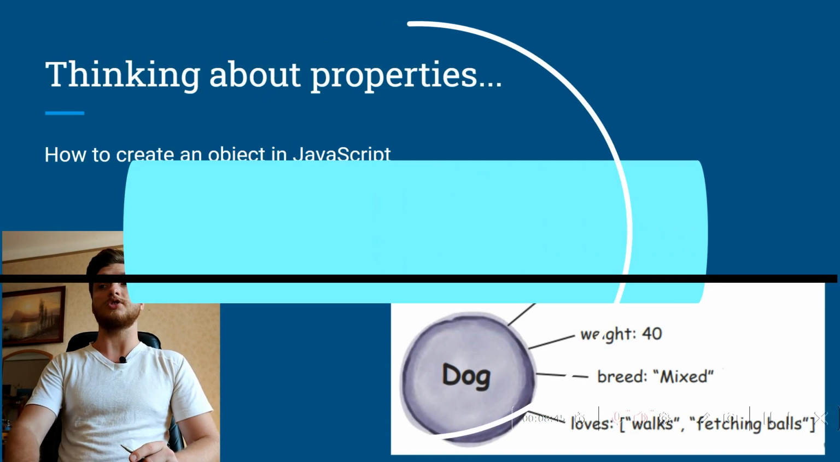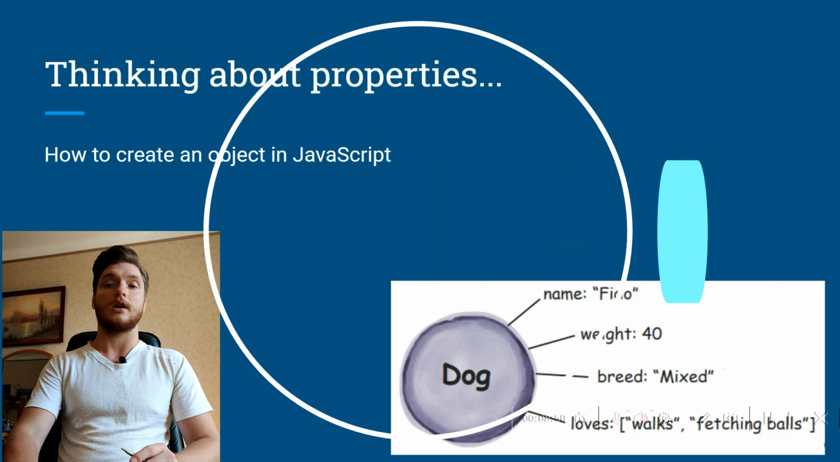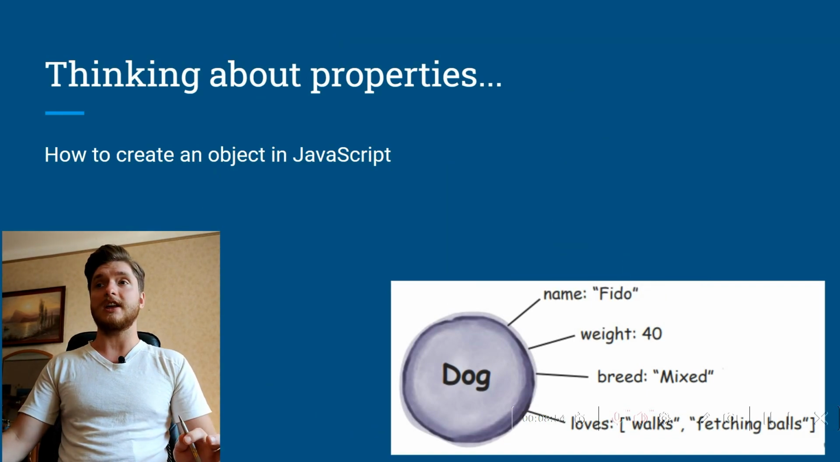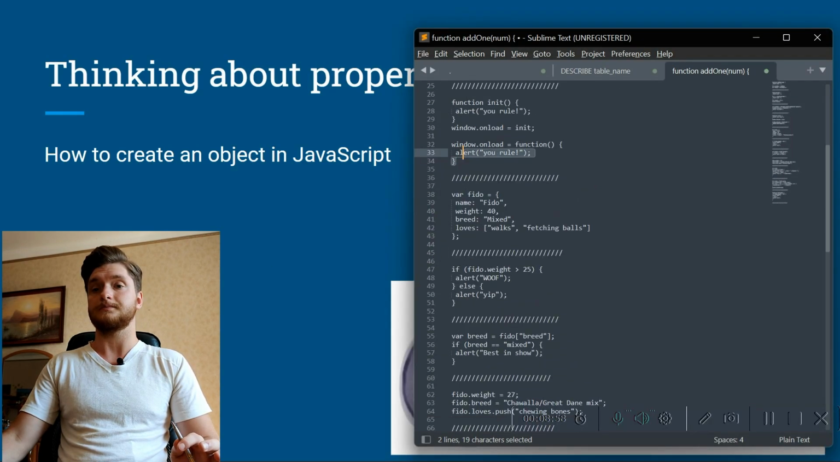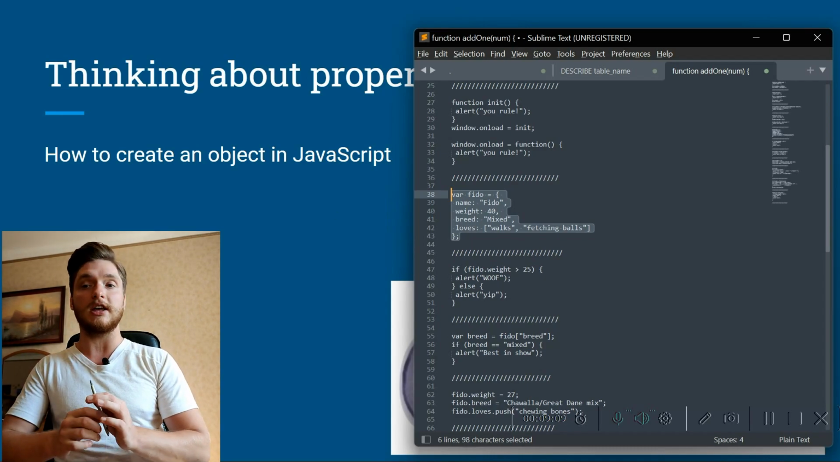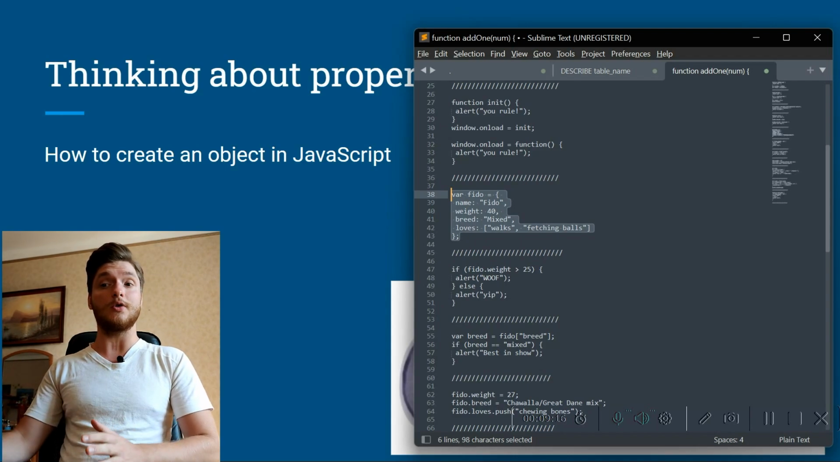How to create an object in JavaScript. Okay, so we've got an object with some properties. How do we create this using JavaScript? Here is how. We're going to assign our object to the variable fido. Start an object with just the left curly brace. Then all the properties are going to go inside.